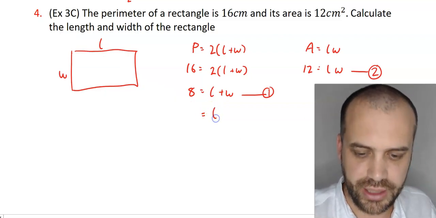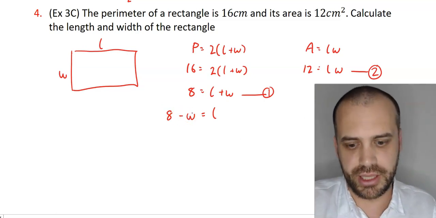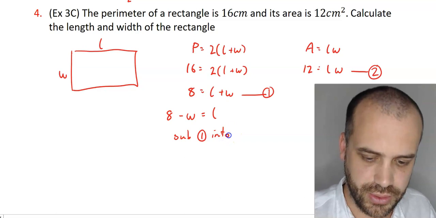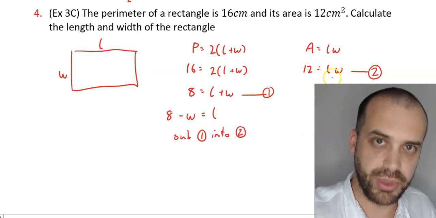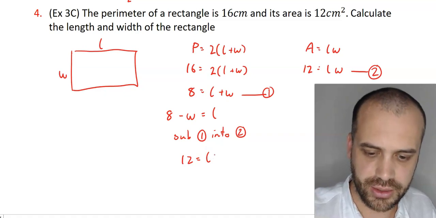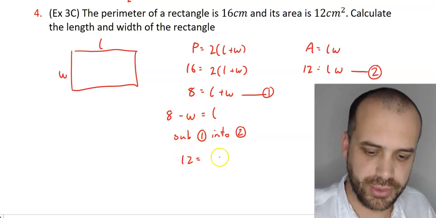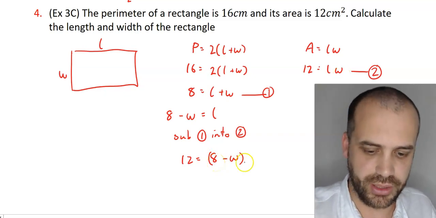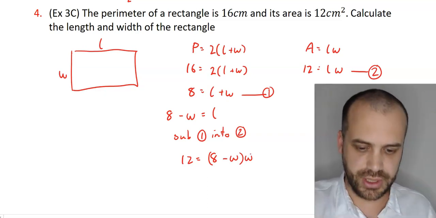And if I take equation 1 and just rearrange it slightly, so if I were to say that length is equal to 8 minus w, I can then take that and sub it into equation 2. So let's do that. Sub 1 into 2. So subbing this bit into this bit will give me 12 equals length times width. Now length is equal to 8 minus w, so subbing 8 minus w in for length, and then multiplied by width. Okay, so 12 equals 8 minus w times w.